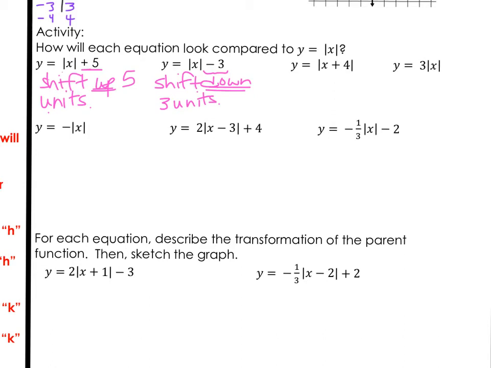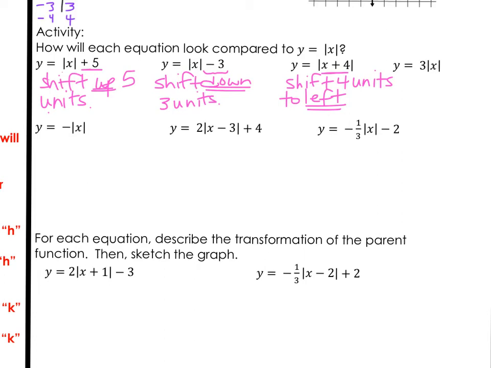In the next example, now you have an effect on the inside, x plus 4. 4 would be considered that h value. If it's x plus 4, you're actually going to shift the entire graph 4 units to the left. It's going to go in the opposite direction of that sign. So 4 units to the left. And the shape of the graph would stay the exact same.